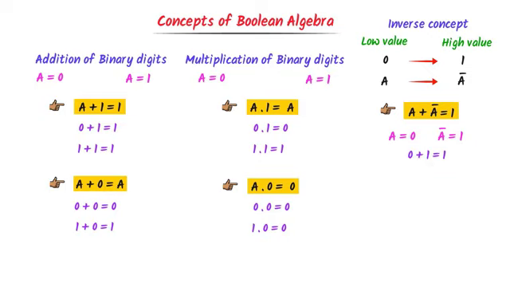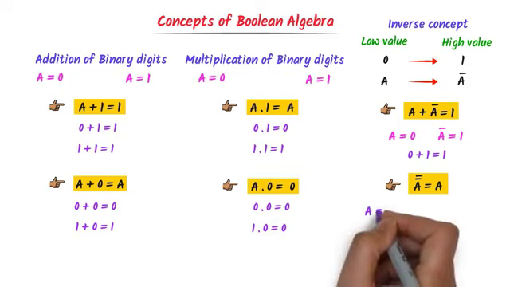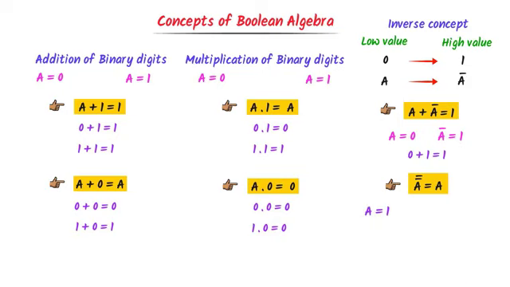Hence we say that a plus a bar equals 1. Fourthly, a double bar equals a. For example, let a equals 1. I inverse the value of a. I get a inverse equals 0. I again inverse the value of a. I get a double bar equals 1.